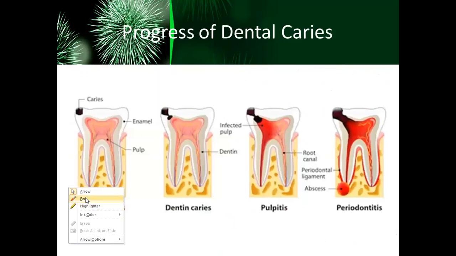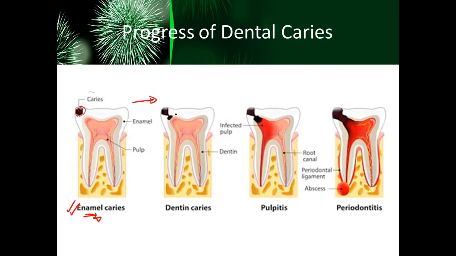So we will look at the different types or different classification of dental caries that we have, but generally the progression is just what we've talked about. Now imagine this is a caries that has started here. So the enamel is being affected. So that is called enamel caries. Okay, that is where it starts.